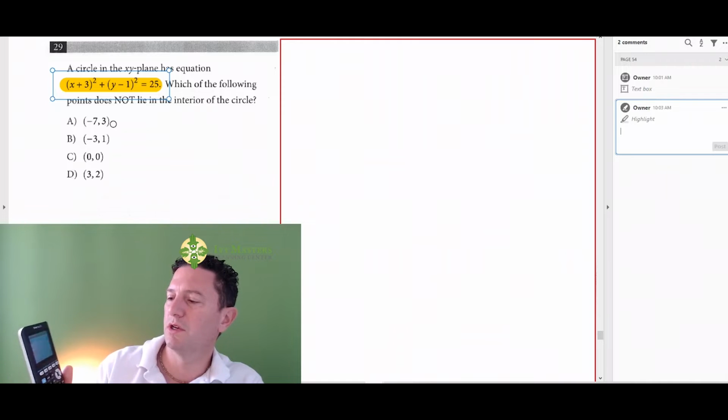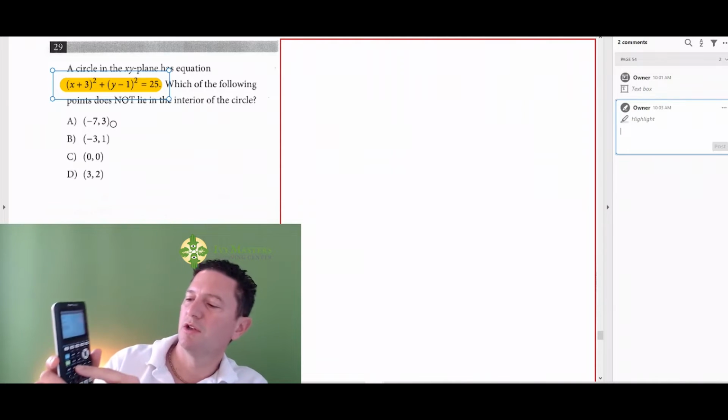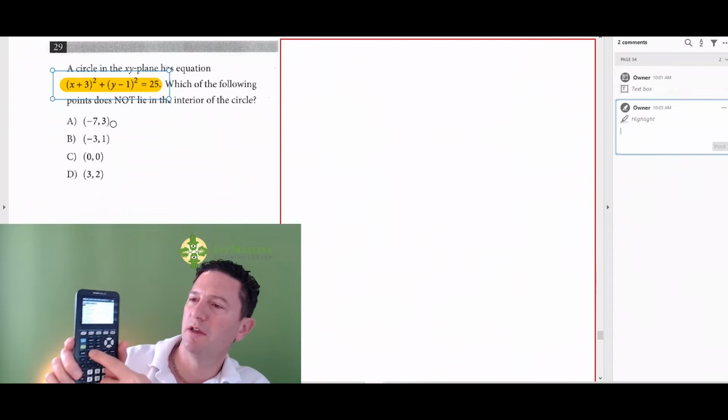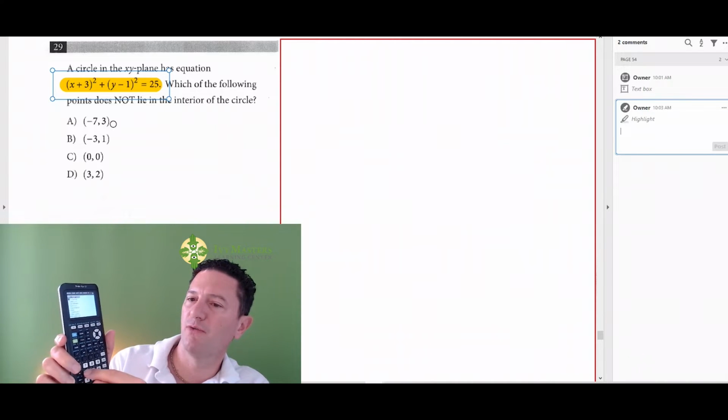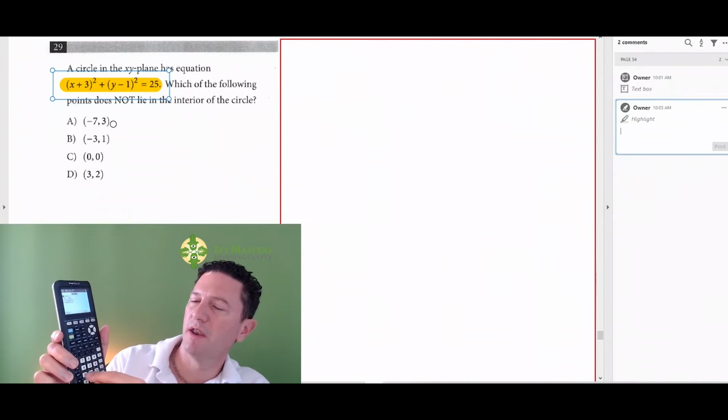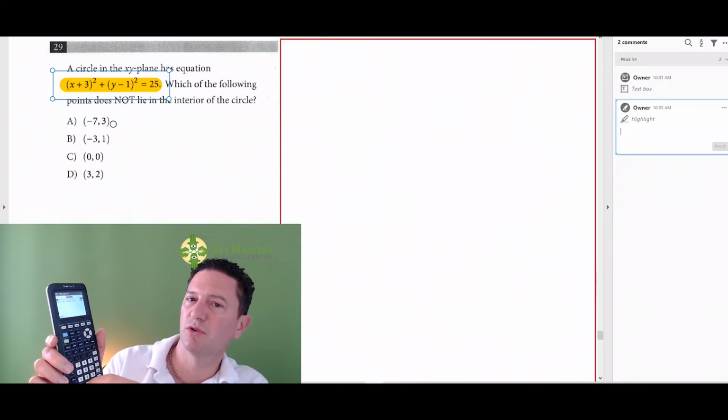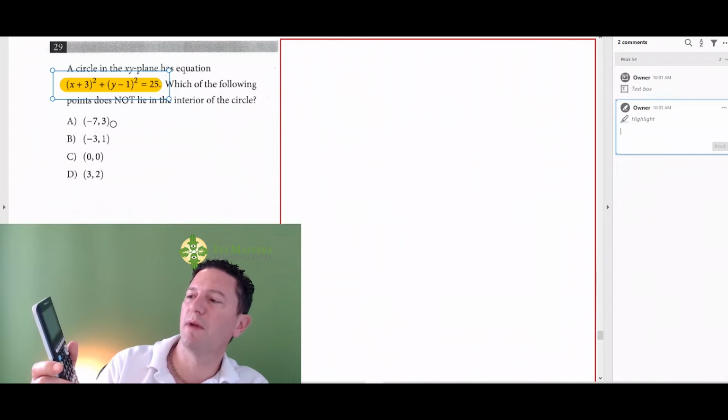All you've got to do is go to the Apps button, which is to the right of the Math button. Hit Apps, and then number 4 is Conics, and then number 1 is Circles. And then you're going to have two formats. You can see that this looks like the first format, so you hit Enter.